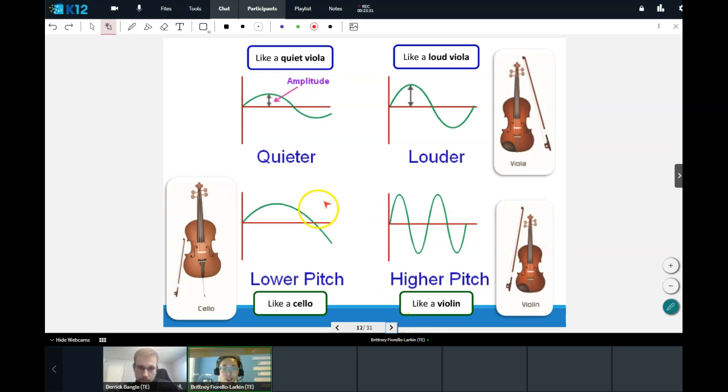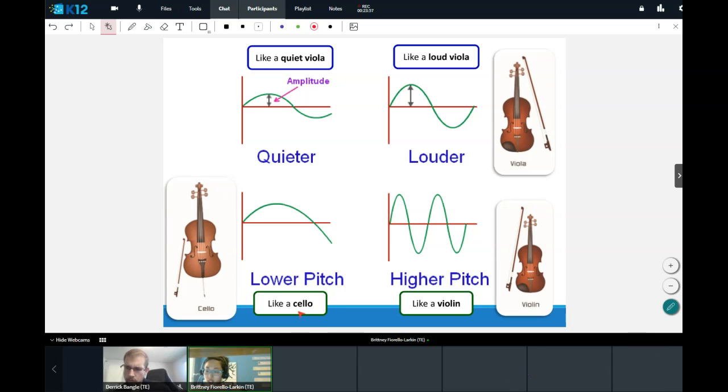Cool. So for example here, you can have a viola that has the same exact pitch. You'll notice that its frequency, its number of waves, is exactly the same. However, its amplitude can change. So you can have a quiet viola with a small amplitude or a loud viola with a big amplitude. Or you could change the actual pitch, the frequency, without actually changing the volume.